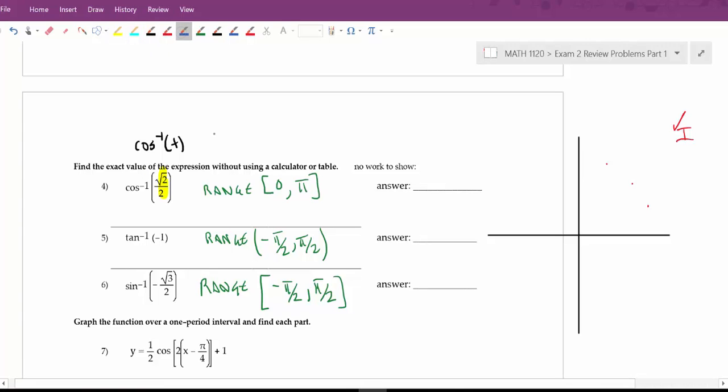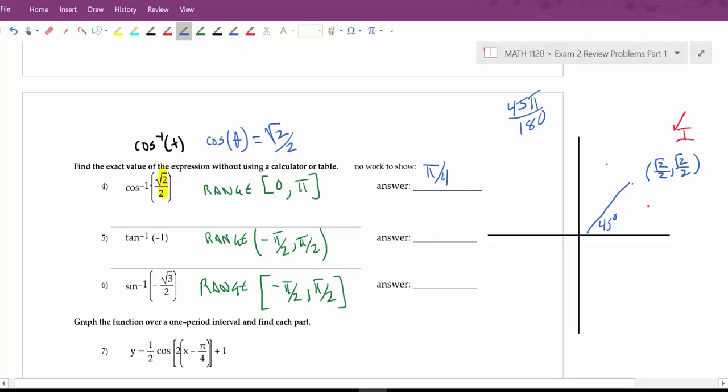Because remember, what this is really saying is the cosine of some angle theta is equal to square root of 2 over 2. So you're looking at where that x value is square root of 2 over 2. So you'll have the point on the unit circle, which is this, and that is a 45-degree angle. Okay, but in terms of radians, that's going to be pi over 4. If you don't know that, you can take 45 times pi over 180 and reduce it. So that's the answer.